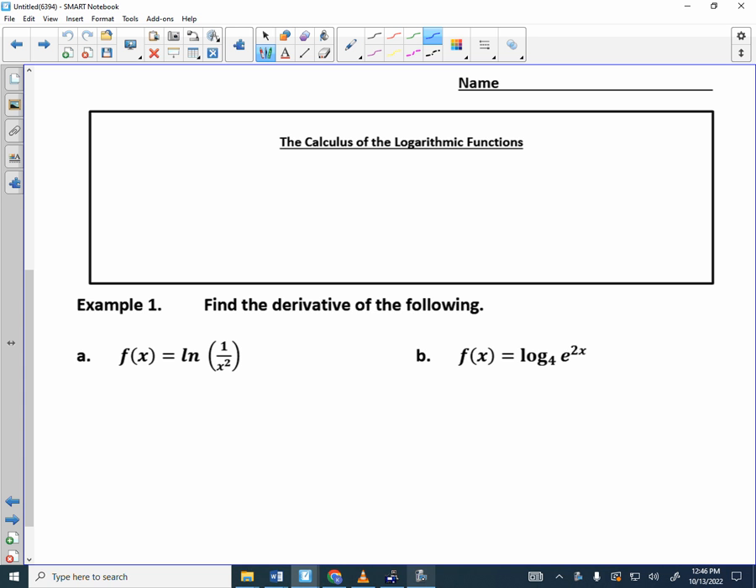The calculus of logarithmic functions. We have the derivative of the natural log of x, which is very simple. It is 1 over x. The derivative of the natural log of x is 1 over x. You want it more simple than that?